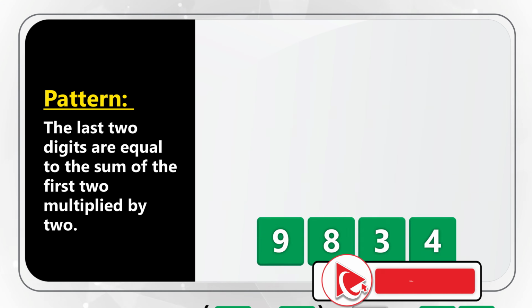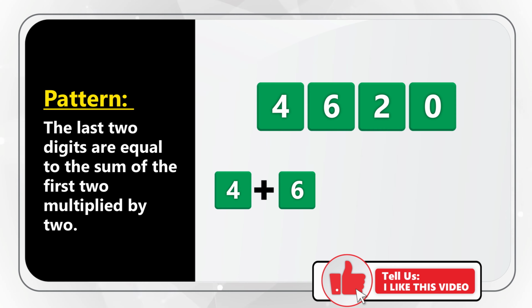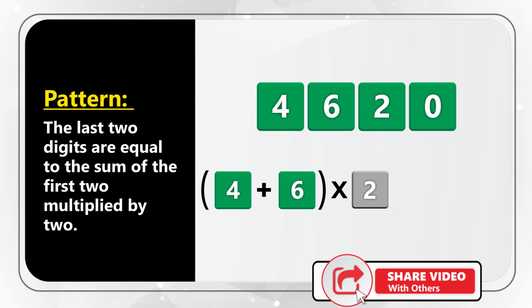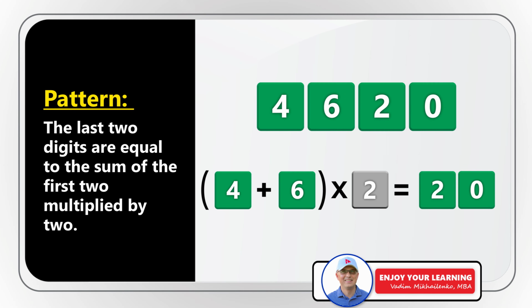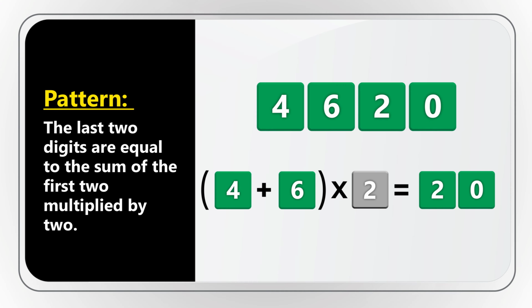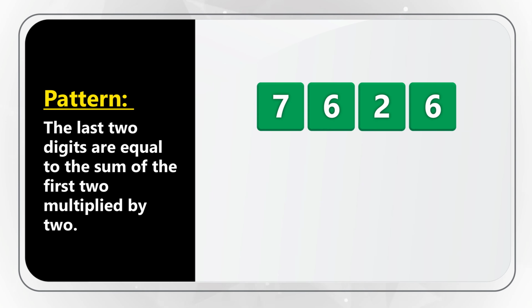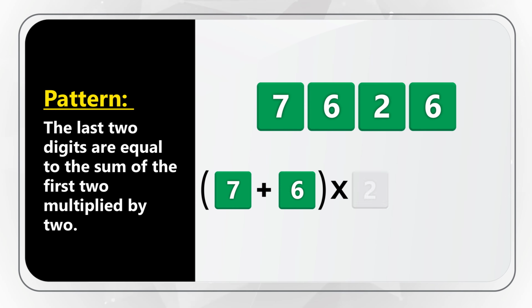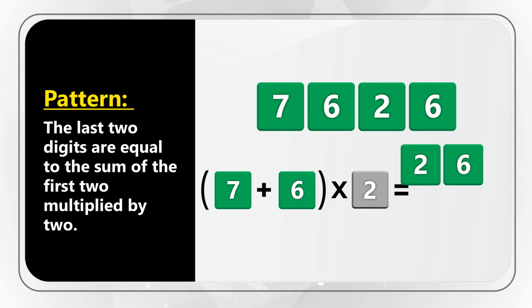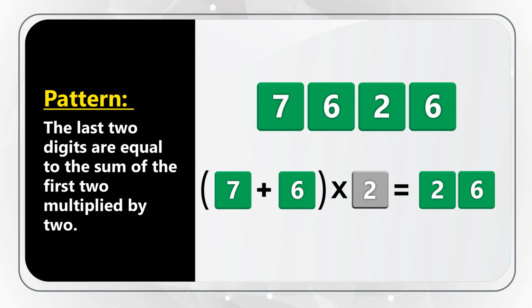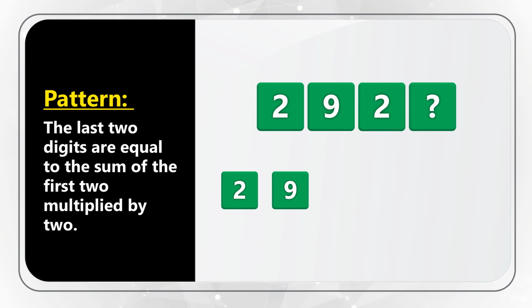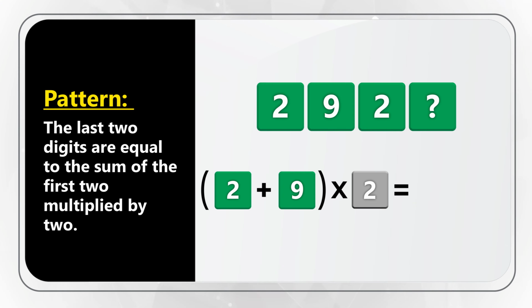Based on this logic, the third row would be (4 plus 6) multiplied by 2, which would be equal to 20, which represents the set of numbers 4, 6, and then 20. And then the last row would be (7 plus 6) multiplied by 2, which would be 13 multiplied by 2, which would be equal to 26. So the missing number would be calculated as (2 plus 9) multiplied by 2 equals 22. So the correct answer here is choice A, 2.